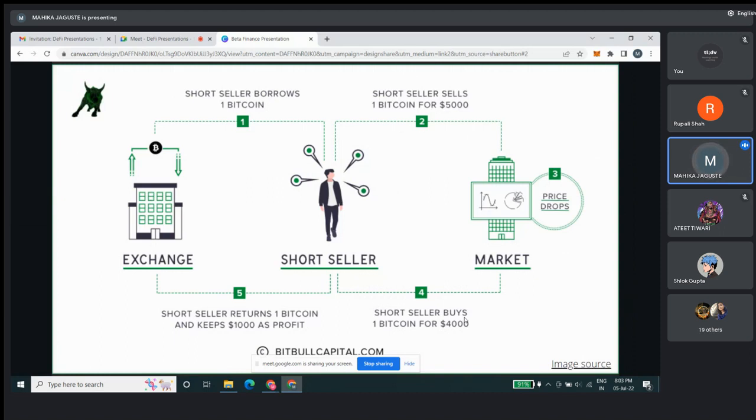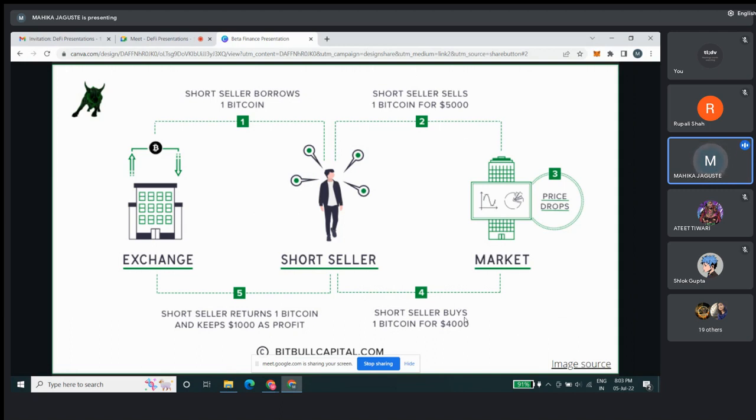Suppose you think that the price of Bitcoin is going to drop. So from a decentralized exchange, you borrow a Bitcoin and then you sell it, for example, at $5,000. Then, according to your prediction, the price of Bitcoin actually drops. So you buy it back at $4,000, and then you repay your debt of one Bitcoin, and you get a profit of $1,000. So this is basically shorting.